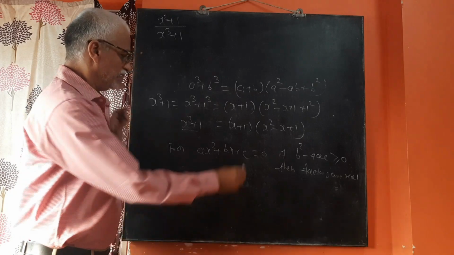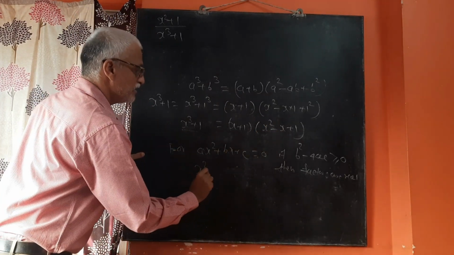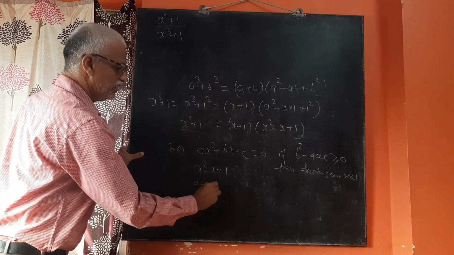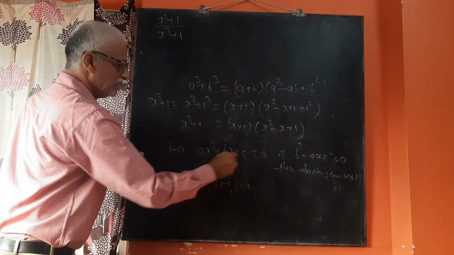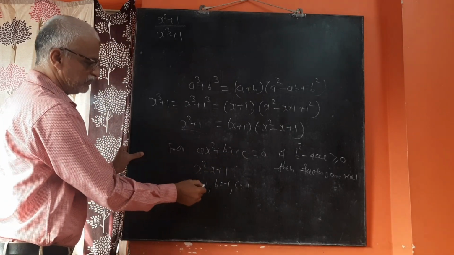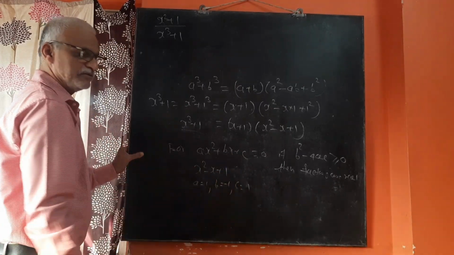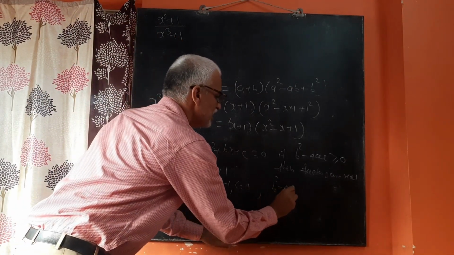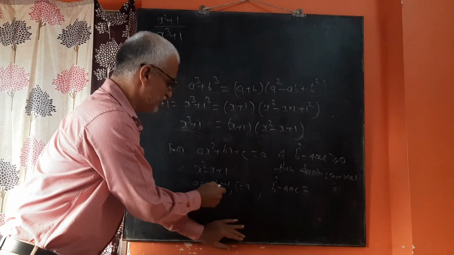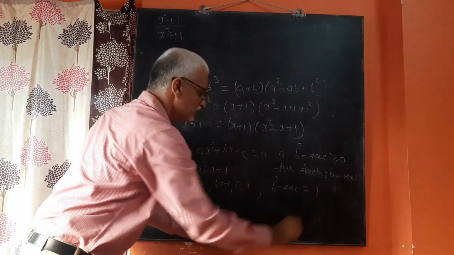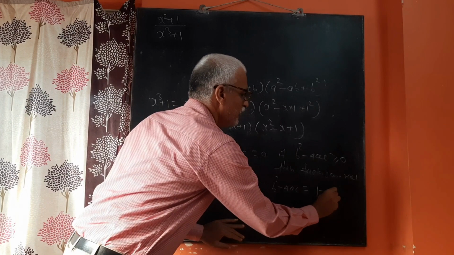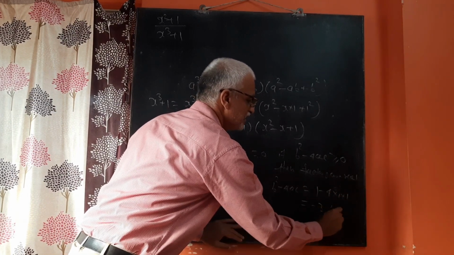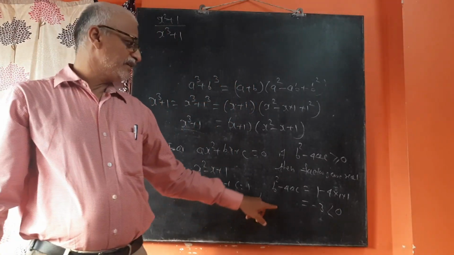Now you check here. For x square minus x plus 1, a equals 1, b equals minus 1 and c equals 1. Compare it. Now the value of b square minus 4ac is minus 1 square, that is 1, minus 4 into 1 into 1, which equals minus 3. Minus 3 is less than 0. That means the factors are not possible.